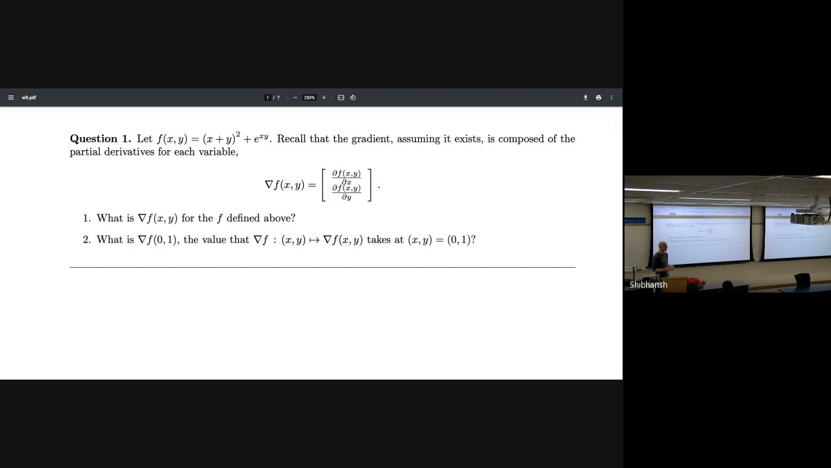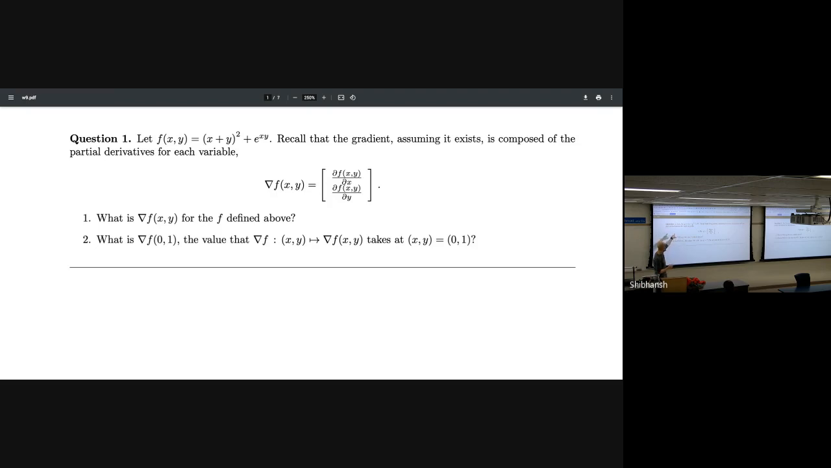So you heard about gradients, you heard about partial derivatives, you heard that if a function has partial derivatives and they are continuous, then they give the gradient. So this time it's just about calculations, just to practice thinking about what these gradients look like and what they do.